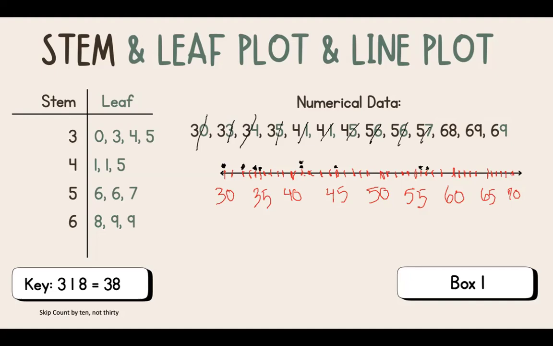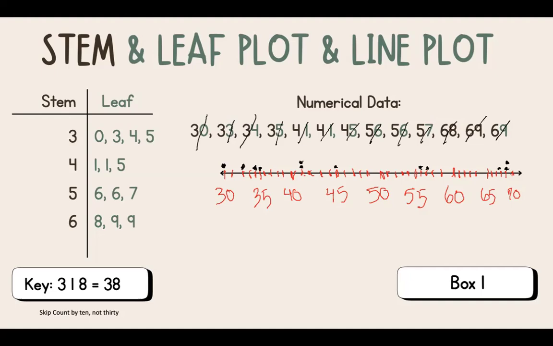Then we have 68, so this is 60, 61, 62, 63, 64, 65, 66, 67, 68. And then we have two 69s. So again, how many dots do you think we're going to have to do? If you said 2, you are correct. So we're at 65, 66, 67, 68, 69. We need 2 dots above 69. So let's go ahead and do 2 dots above 69. And that is how you do a stem and leaf plot and a line plot.